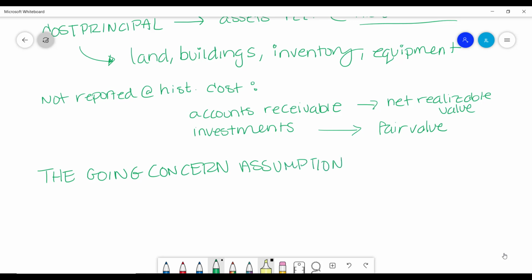Okay, the going concern assumption, it's really just an assumption that we're making when we're working through all of this material. Let's assume you're an accountant that's charged with recording transactions for a business and putting together its financial statements. One assumption that you're making while doing that work is the going concern assumption. You're assuming that the business will continue to exist into the foreseeable future for an indefinite period of time.